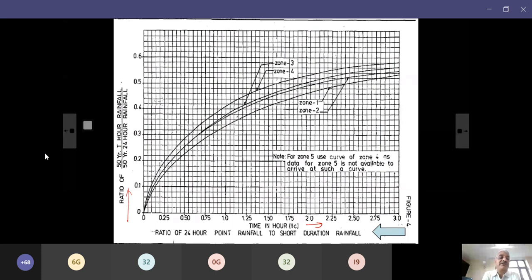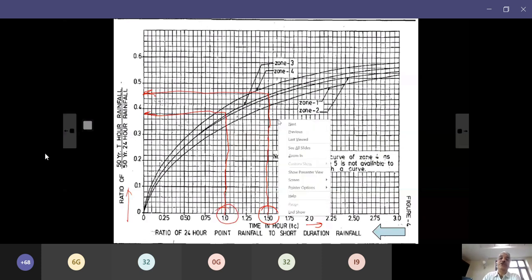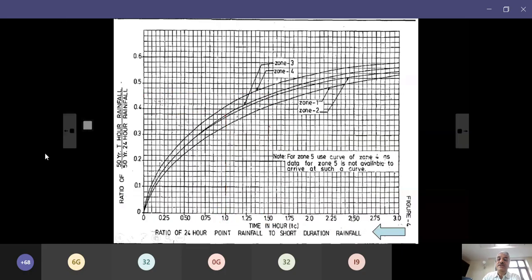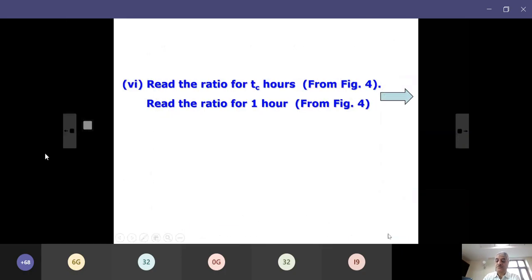Now first, what you do is read this ratio for TC hours. Let us say your TC is 1.5 hours. So for 1.5 hours you go like this, and let us say your zone is 3. So this is my zone 3, and you read this value. What do you read? 0.45 something, 0.46. Then for 1 hour time, on the same chart, you read this value. This will be 0.375 or whatever. So this ratio you will read for TC hours and you will read for 1 hour. So 2 values of this ratio you will read from figure 4.